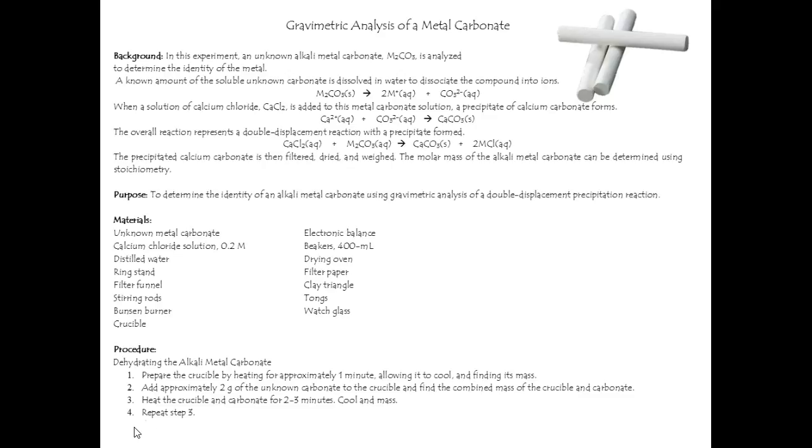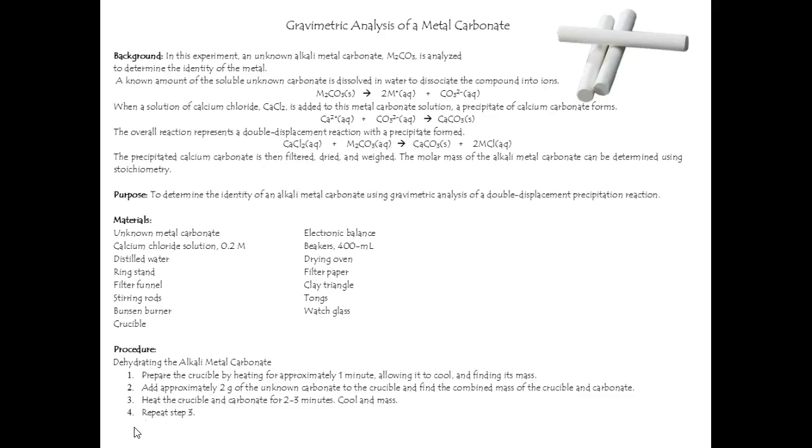All right, so we're going to take an unknown alkali metal carbonate. That means that it's from group 1, so it might be sodium carbonate, lithium carbonate, things like that. It's not from the alkaline earth metal column, which is the second group. It's not going to be beryllium, magnesium, calcium, etc. Anyhow, we'll take that soluble carbonate and we're going to figure out what it is.